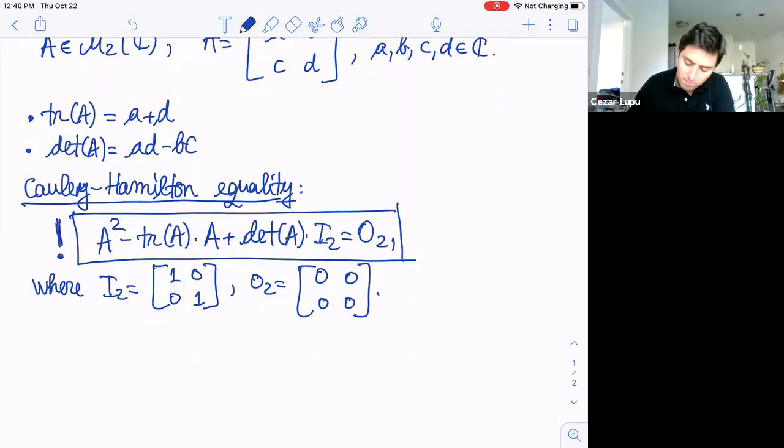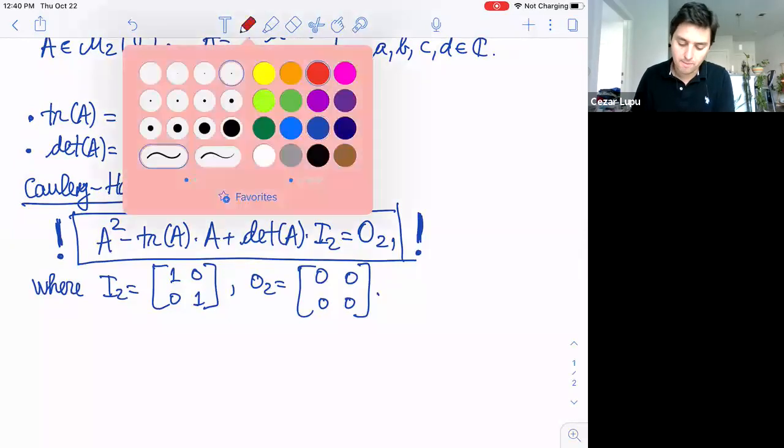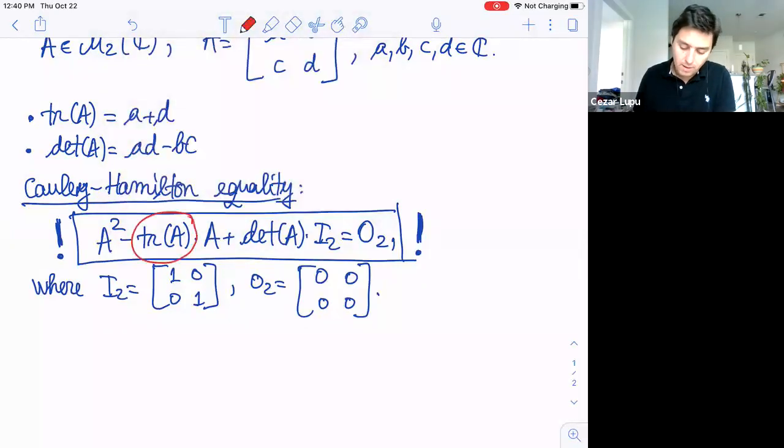Keep this in mind, though. This is one of the most important things for matrices of order 2. And you will see that when we talk about the eigenvalues, it will give you some information. So these two, the trace and the determinant, will give you some information. The eigenvalues are related to these two quantities.